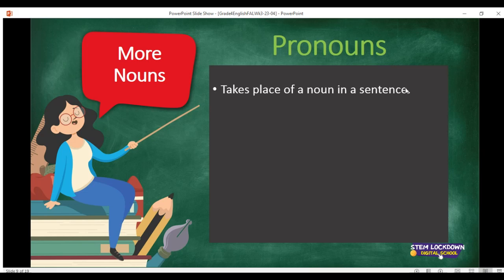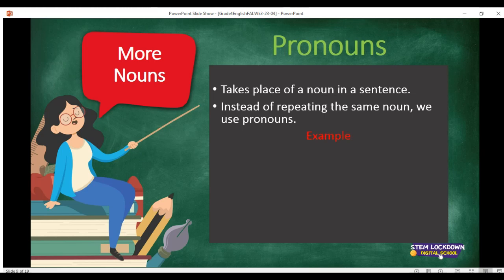A pronoun takes the place of a noun in a sentence. So instead of repeating the same noun, so instead of using the same noun every time, we use pronouns in its place. So an example I've got is Ben ate Ben's lunch after Ben finished Ben's homework.